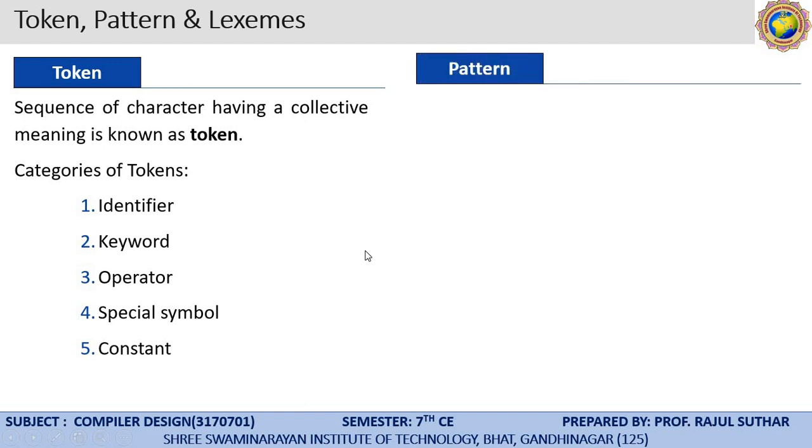So what is a pattern? A pattern is a formal or informal description of a token, such as an identifier can have at most 8 characters, in which the first character must be an alphabet and the successive characters can be either digit or alphabet. So a pattern is a set of rules. What is a pattern? It is rules. Okay.